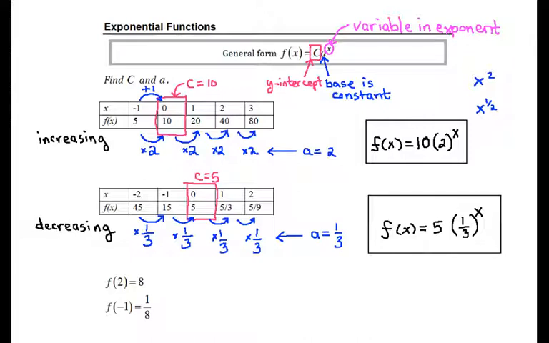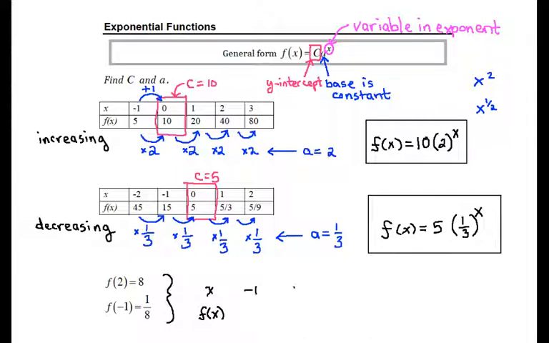If we're given 2 points for which the x values do not just differ by 1, then it's a little bit more complicated to figure out what our y-intercept and our base are. There are a few ways that we can approach this. One way would be to set up a table with x and f of x and just try to fill in the missing values and see if we can figure out the rule.